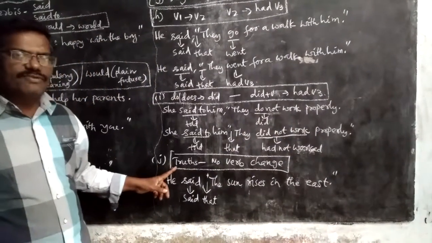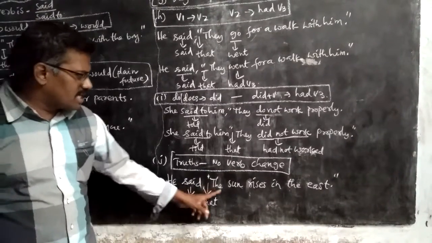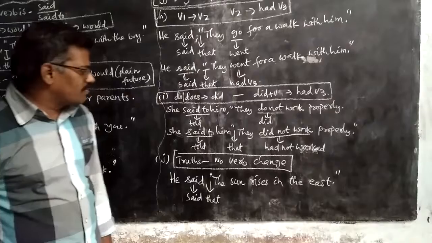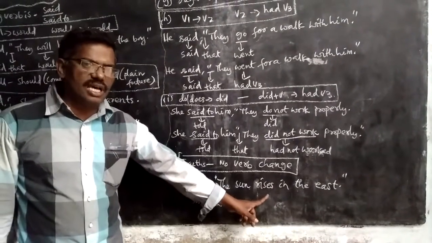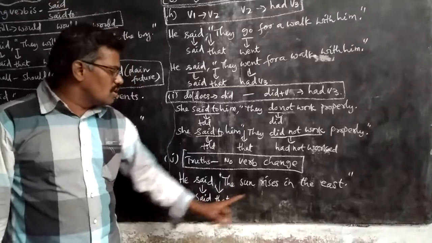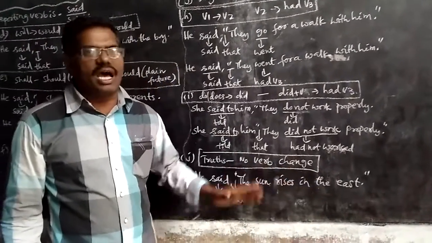And next one, if truths are there, no verb change. He said the sun rises in the east. Said becomes said, inverted comma becomes that. There is no change in the verb here because it is a truth. So he said that the sun rises in the east will be the answer.